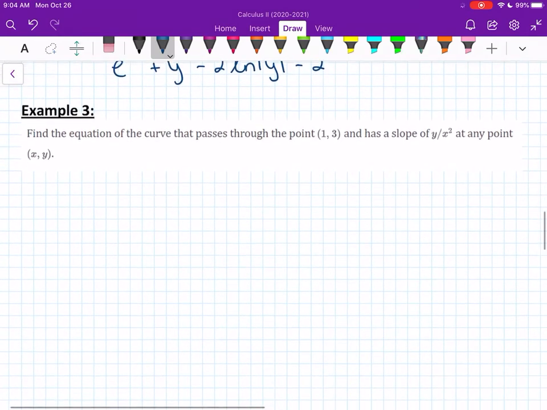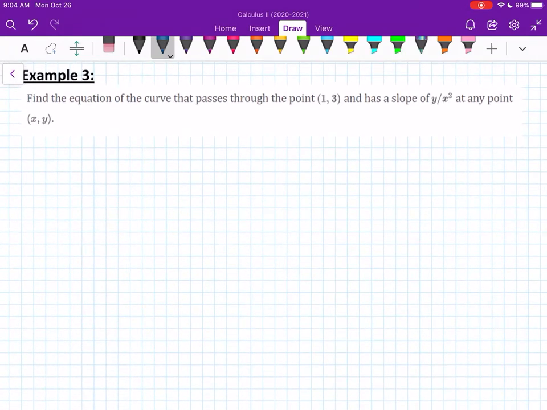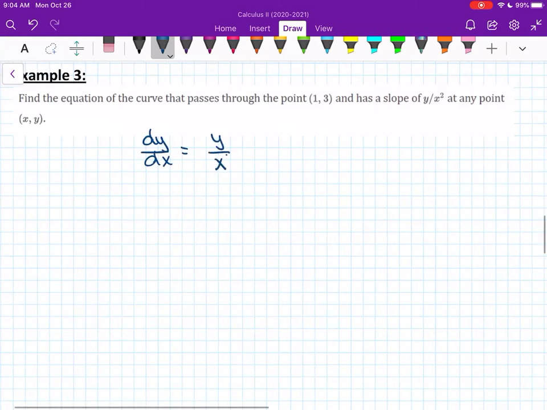All right, next example. Example 3 says, find the equation of the curve that passes through the point (1, 3) and has a slope of y over x squared at any point (x, y). All right, so for this one, we are going to start with our differential equation. So we know that the slope, or the change in y with respect to x, is y over x squared.